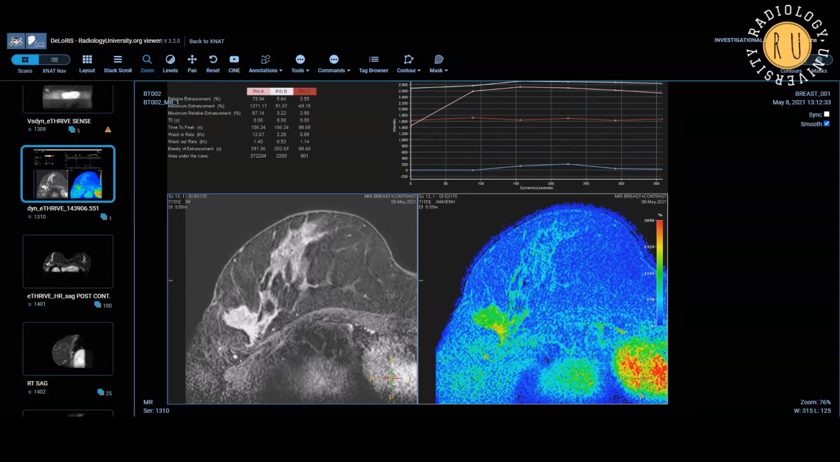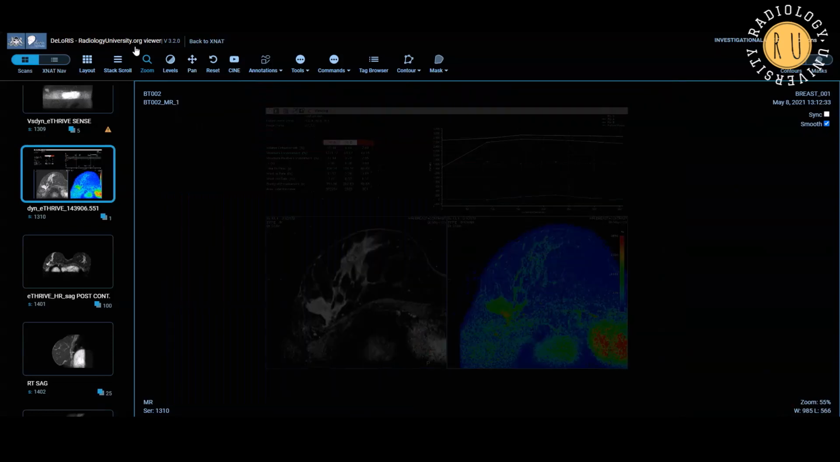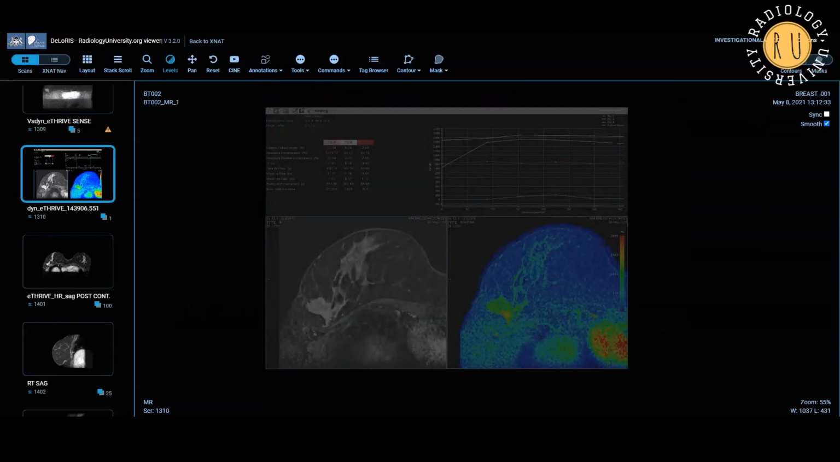So this is the dynamic sequence. Yeah, I can see the lesion is enhancing. The enhancement pattern appears to be more severe than the contralateral left breast. So I think this is abnormal.